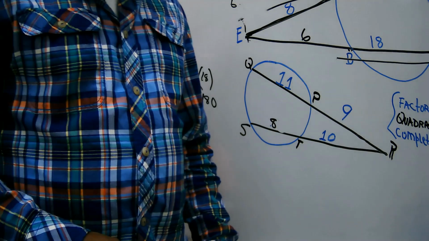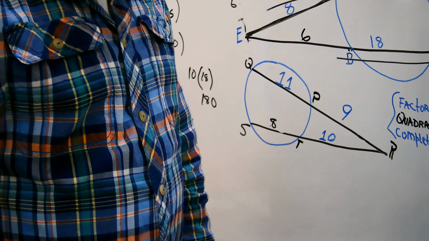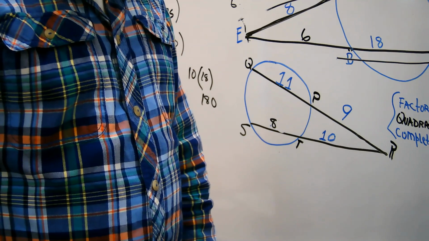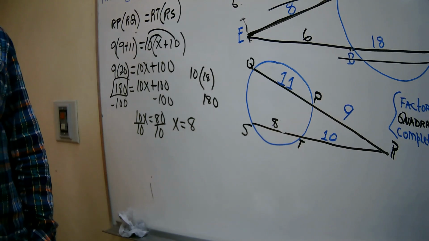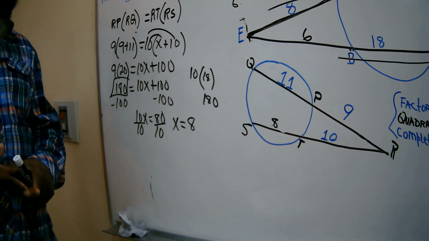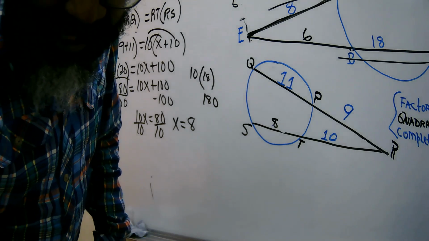So this is the objective of this lesson, how to deal with two secants. You take the external part of the secant and you multiply it by the entire secant, which is equal to the other external part multiplied by its entire secant. So let's do a couple examples.